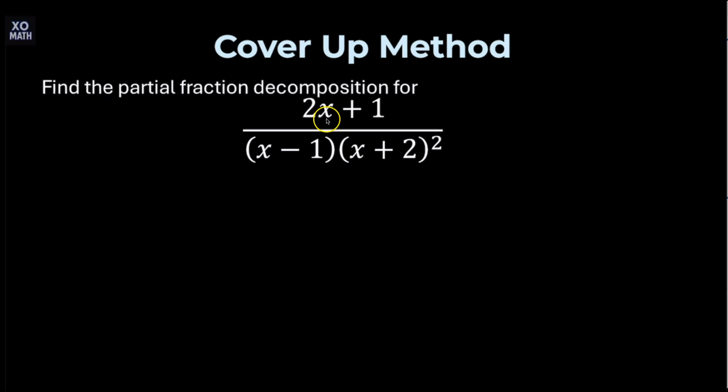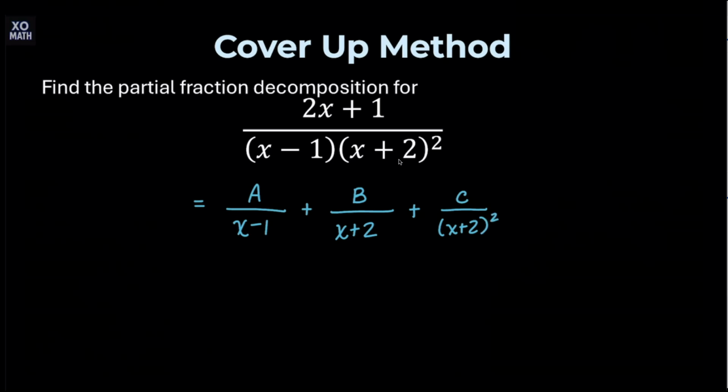Now let's try the cover-up method for 2x plus 1 all over the quantity x minus 1 times the quantity x plus 2 squared. So we have a distinct linear factor, but we also have a repeated linear factor. Let's go ahead and set up the partial fractions. So the first one is going to be a generic constant a over the distinct linear factor x minus 1. And then for the repeated linear factor x plus 2 squared, we're going to have a generic constant, let's say b, over x plus 2 to the first. And then we keep going with partial fractions with a generic constant on top and the linear factor x plus 2 to the next highest power, so that's going to be squared, until we reach the repeated exponent. So we did already: we had x plus 2 to the first and then x plus 2 squared.